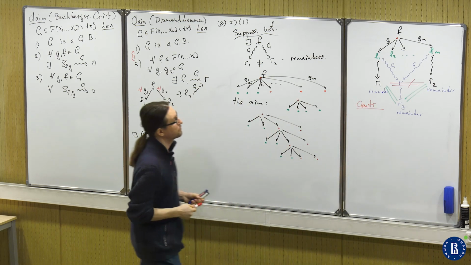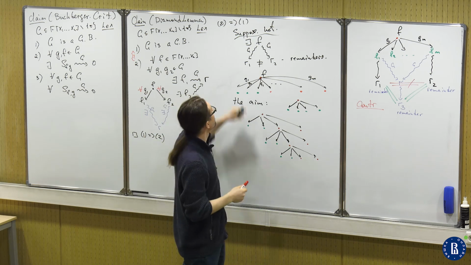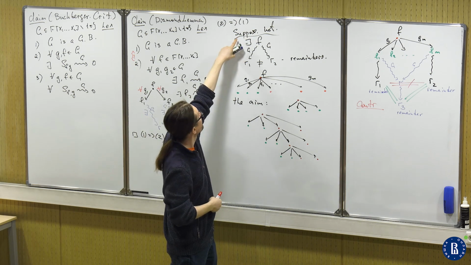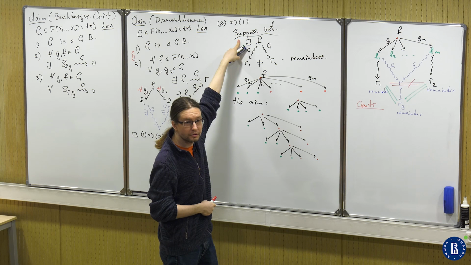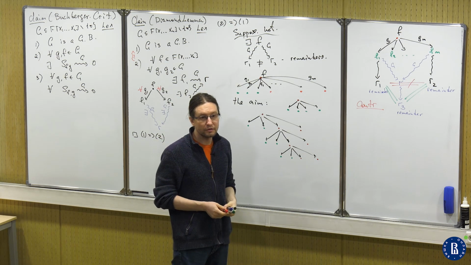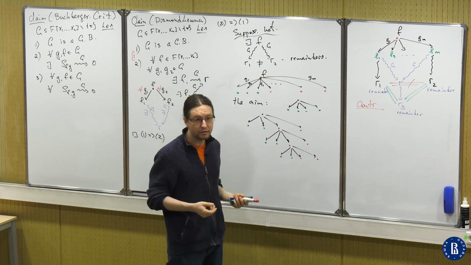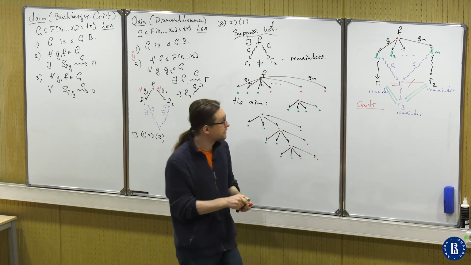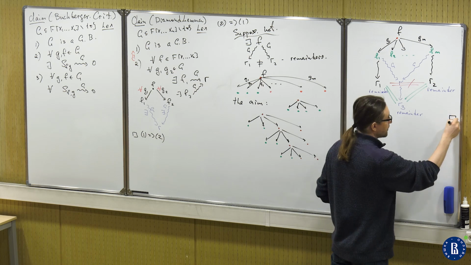But where did this contradiction come from? It came from this assumption, the assumption that G is not a Gröbner basis. So that's why the assumption was wrong. So that's why G is a Gröbner basis. So this proves the diamond lemma.